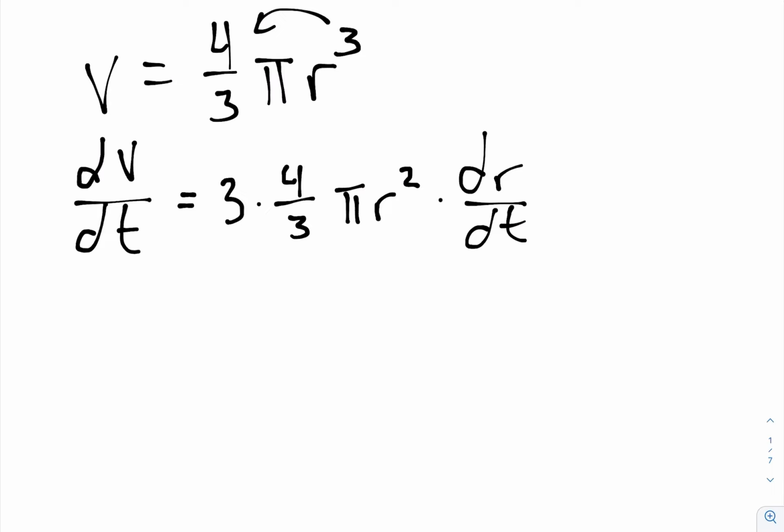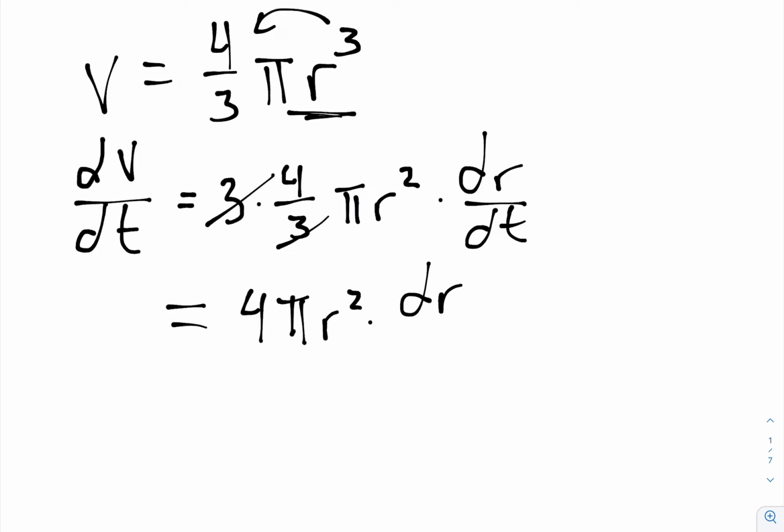Because via the chain rule, this r is technically our inside. So r is our inside, it's our variable we're differentiating, right? On the right side. The left side, we just have dv by dt, but we have all this stuff on the right we can simplify. So 3 times 4/3, that's just going to be 4 pi r squared times dr by dt.